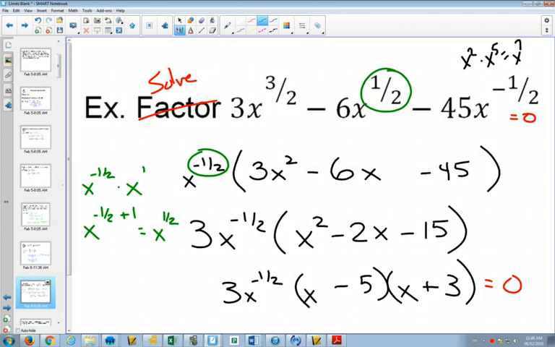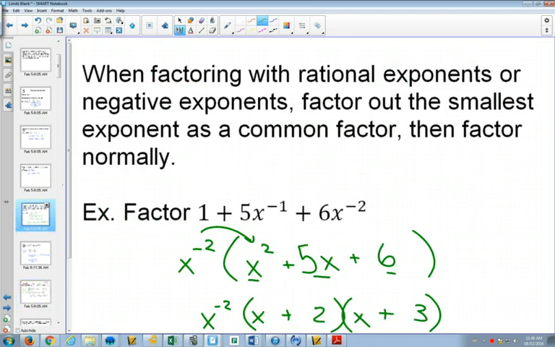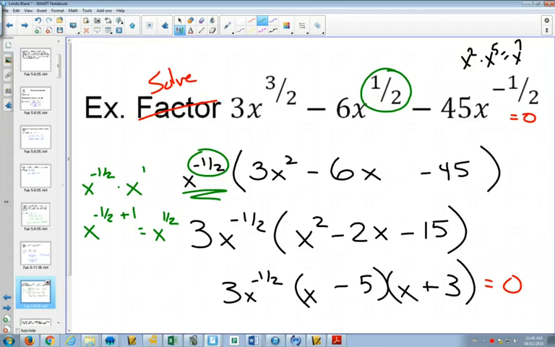So the reason I took out the negative 1/2 over here is going back to this idea. When factoring with rational exponents or with negative exponents, we want to take out the smallest exponent as a common factor. So when I look at this question here, I've got rational exponents. The one that's the smallest is negative 1/2. So that's the one that I took out in front.